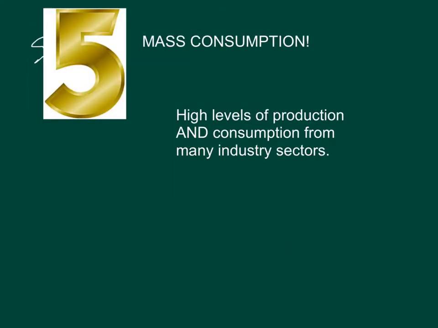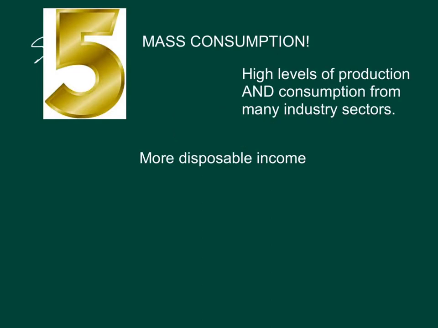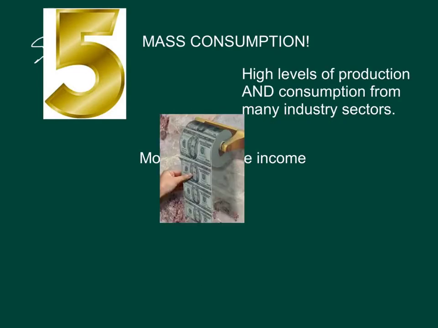Stage 5. Stage 5 suggests that there are high levels of production and consumption from many different industries. People also have more disposable income to support this mass consumption.